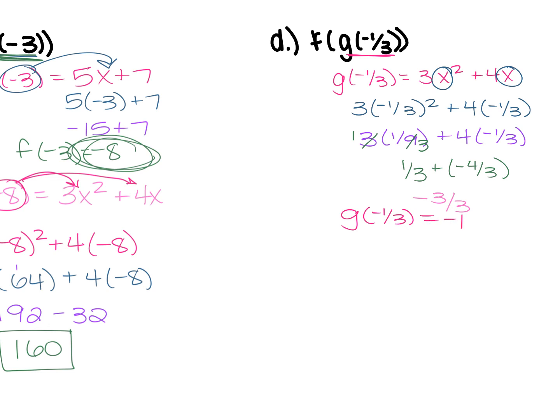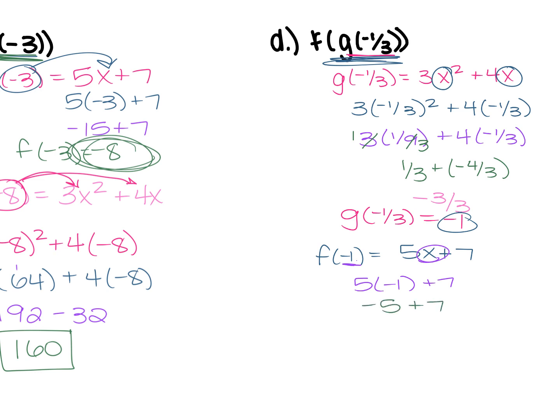Take that negative 1 now, plug it in for your g of negative 1/3, and find f of negative 1. To find f of negative 1, we're going to plug in negative 1 for x in 5x plus 7. So that negative 1 goes in for x. We're going to have 5 times negative 1 plus 7. The 5 times negative 1 is negative 5. Plus 7 gives us 2. So f of g of negative 1/3 is equal to 2.